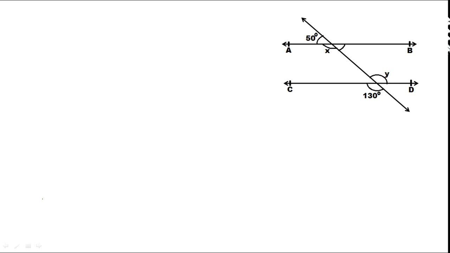You can see this angle is x, and angle y is there, and we have to find the value of x and y. Obviously the values of x and y will be the same. Why is it so? Because they are alternate interior angles. So first of all, let me start with x.